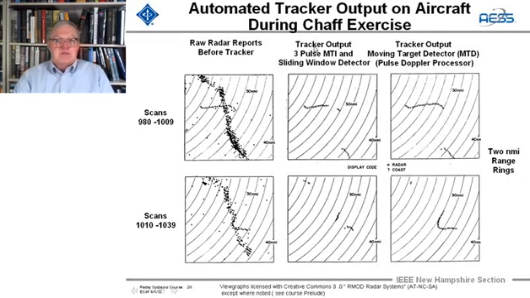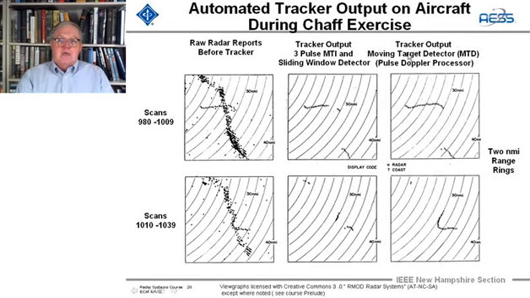Now, if we look at the output of a 3-pulse MTI processor and a sliding window non-coherent integrating detector, we see good tracking, and these are just using the radar returns, not using any beacon returns. We see as the aircraft went into the chaff, we lost it. And here is the EB-57 after it finished dropping the chaff.